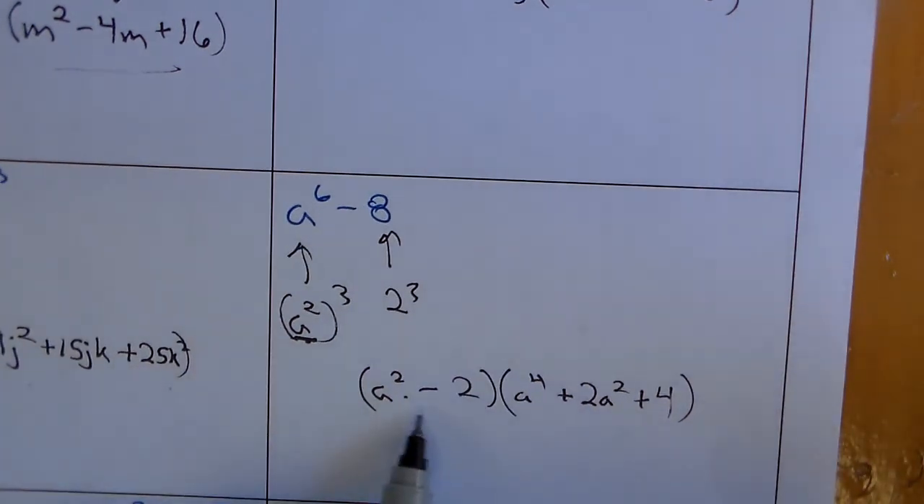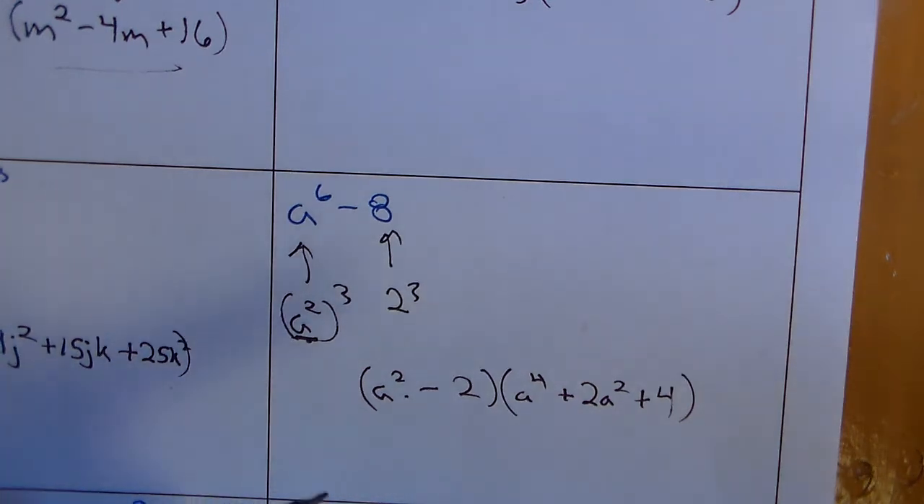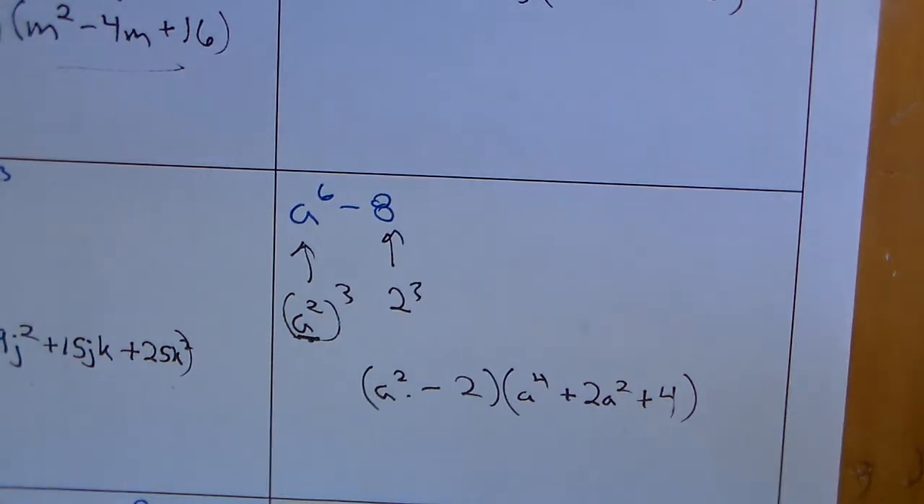Now, this would be the one that would factor a little bit more if it was difference of squares. So instead of 2 here, if it was a 4, a 9, a 16, this would factor down a little bit more, but this will not. That's where that factoring the additional step might come in.